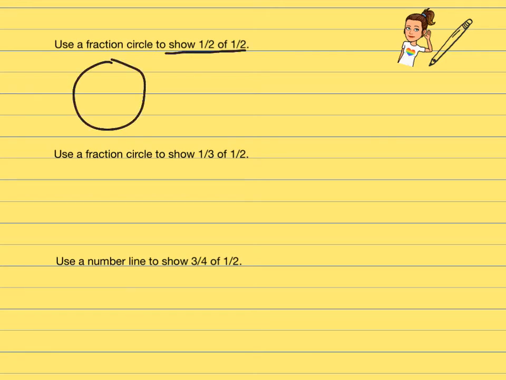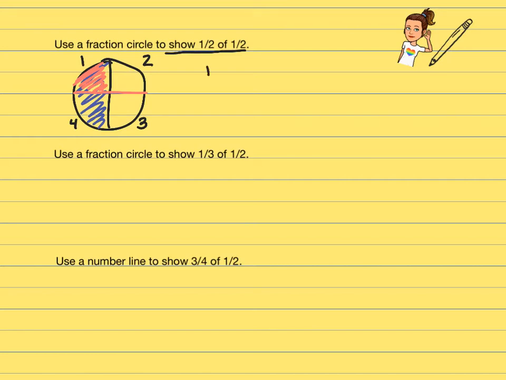Start by drawing a circle. We want to show a half, so let's shade in half of our fraction circle. The problem is to show a half of a half. So I am now going to shade in half of a half. The answer is in red. How many fractional pieces do we have? 1, 2, 3, 4. So our answer should be 1/4.